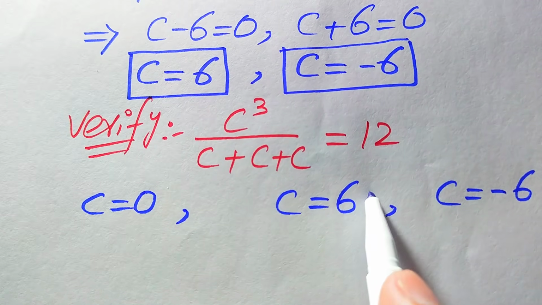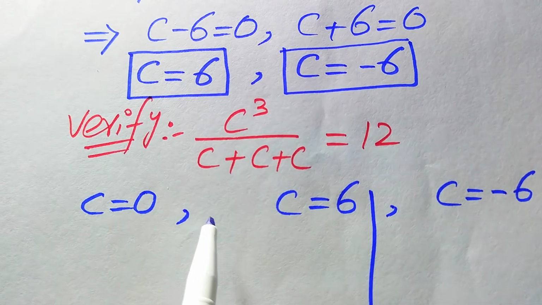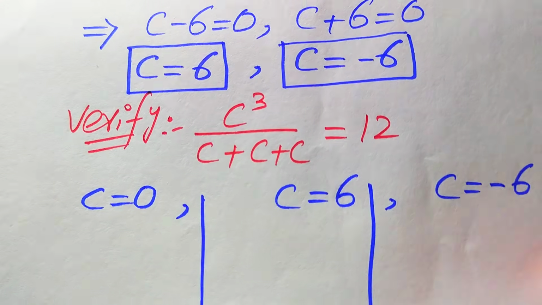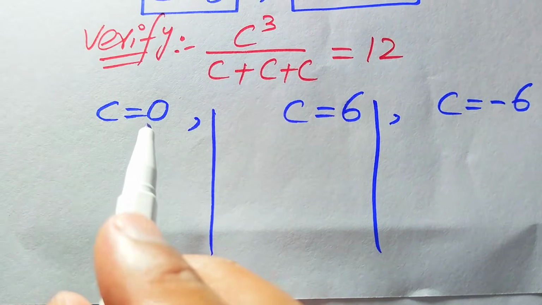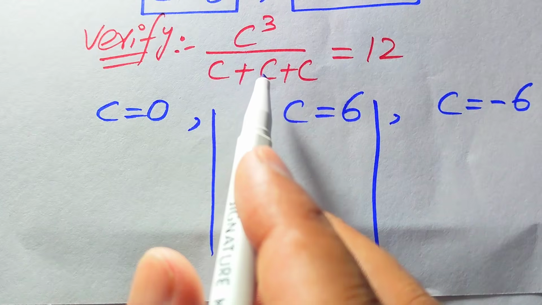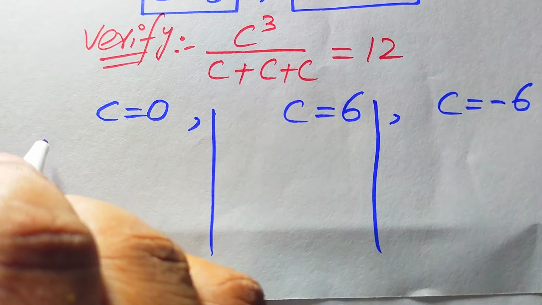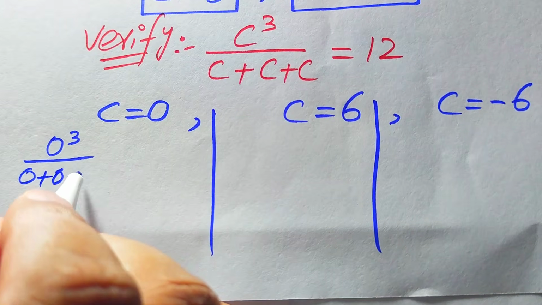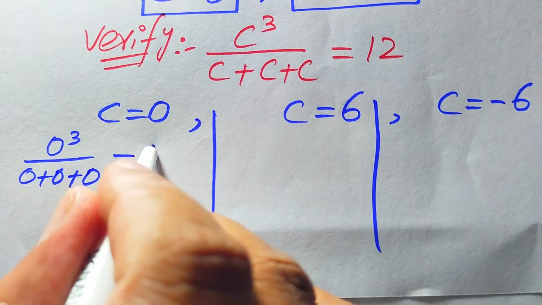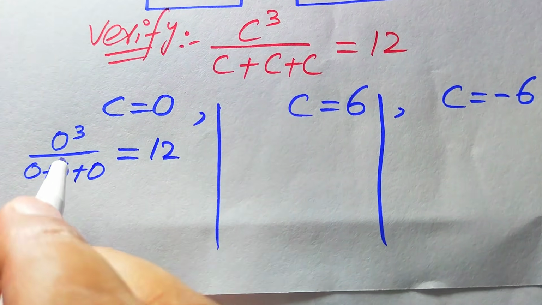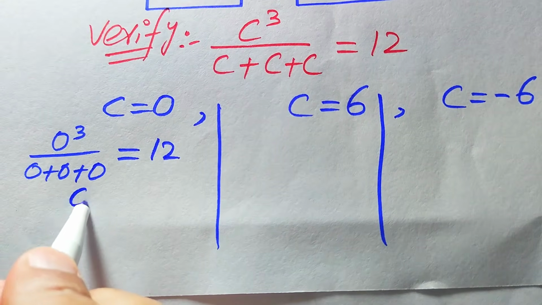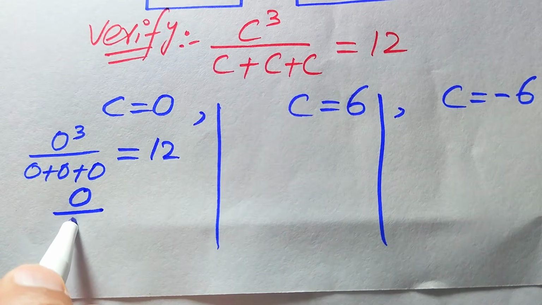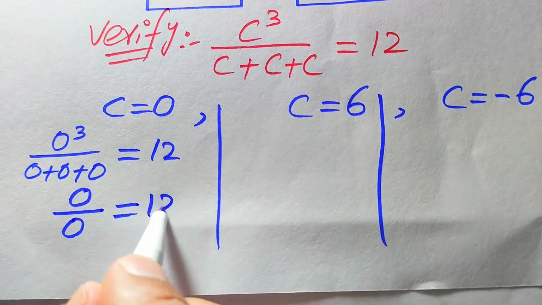So here we verify all these three roots of the given equation. First we substitute c equals 0 into the left hand side, and we get 0 cubed divided by 0 plus 0 equals 12. Now we have 0 cubed equals 0 over 0 plus 0, which becomes 0 equals 12.